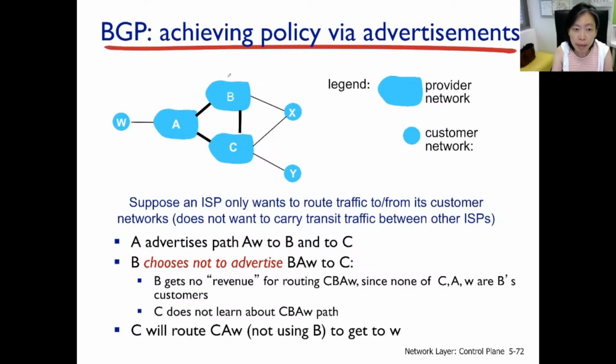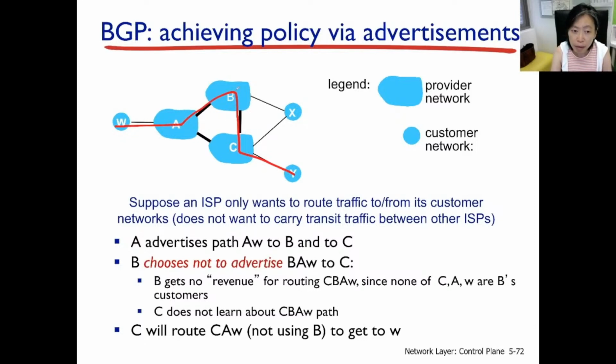As a result, B is going to see this path, prepend itself, and see if this AS path needs to be further advertised to yet another neighboring AS, such as provider C. Now, B's network admin actually knows better and chooses not to do that. And the reason for that is this. If BAW is advertised to C, C is going to discover that this is actually one way for the user in Y to send traffic to the user in W. And therefore, the traffic is going to go this way to W.